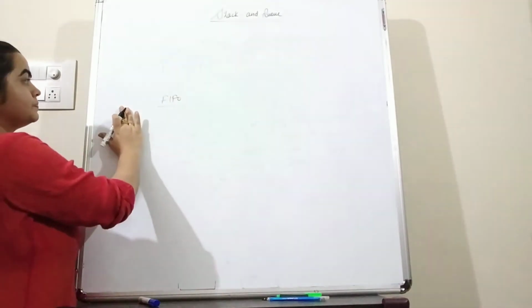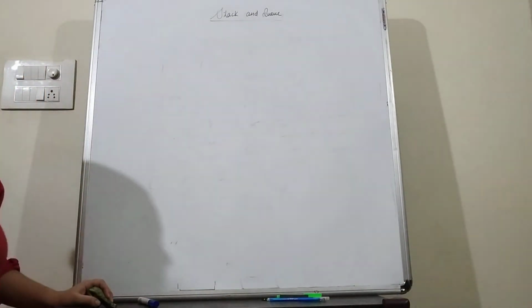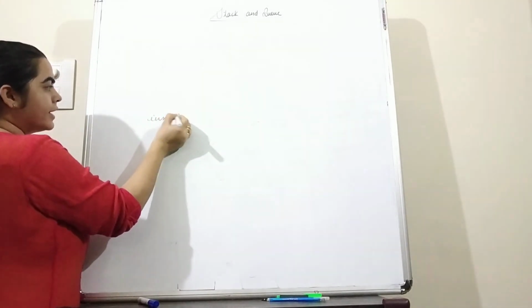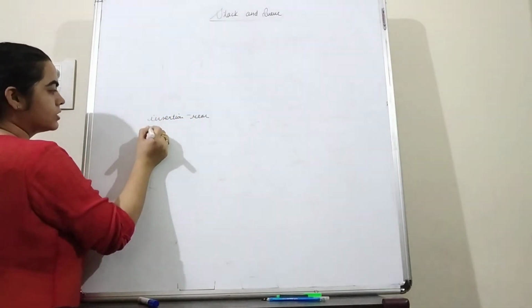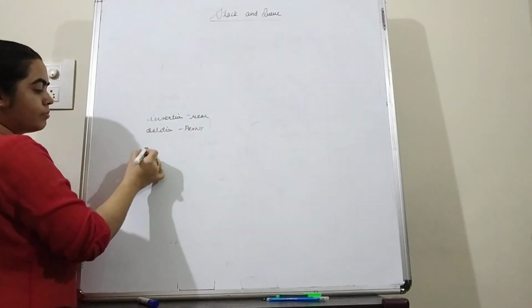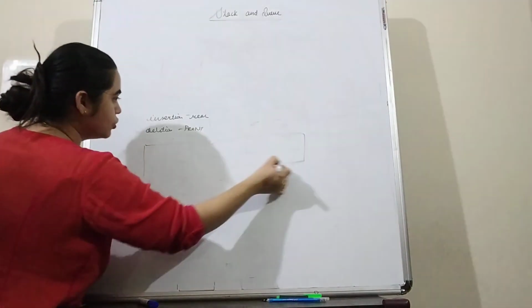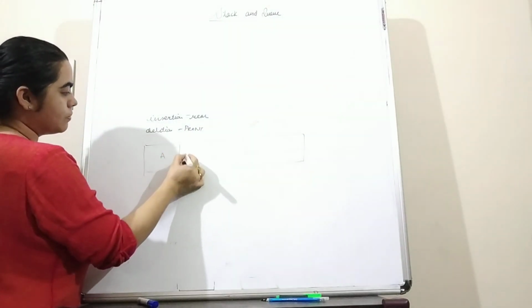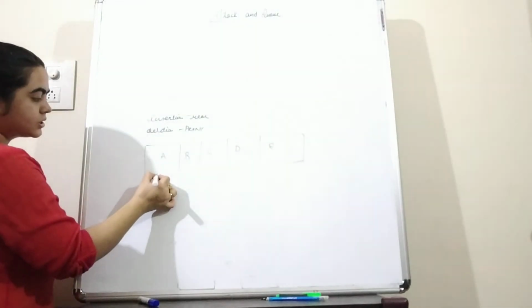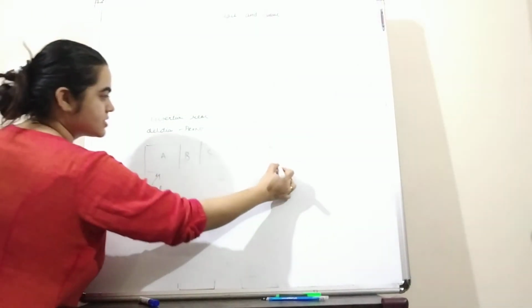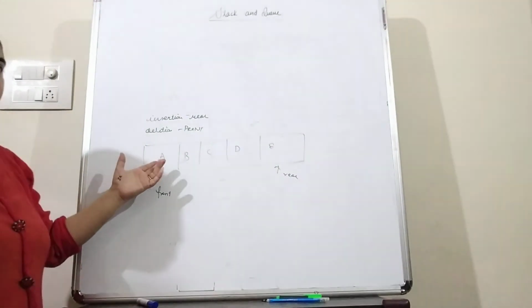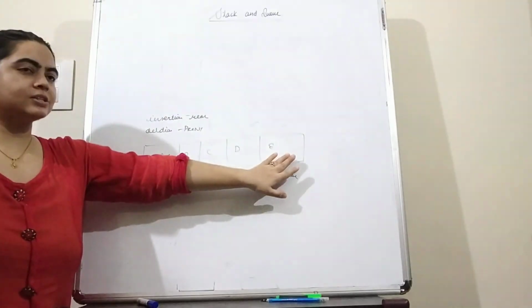Now students, see, queue is a linear data structure where insertion is always at the rear side while the deletion is always at the front side. So we can see it with the help of an example. Suppose we have a queue with 5 elements A, B, C, D and E. For this queue, this is the front element while this is the rear element. So this is the very first element which comes into the queue, and this is the last element which comes into the queue.